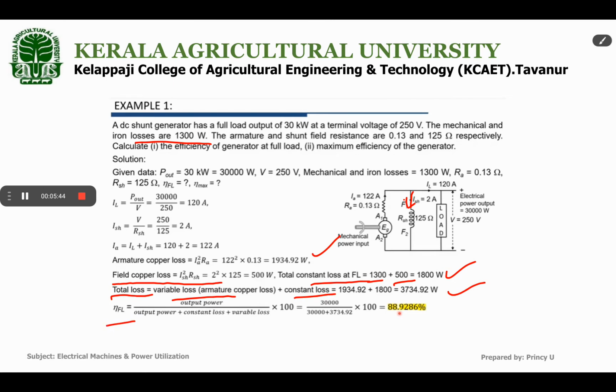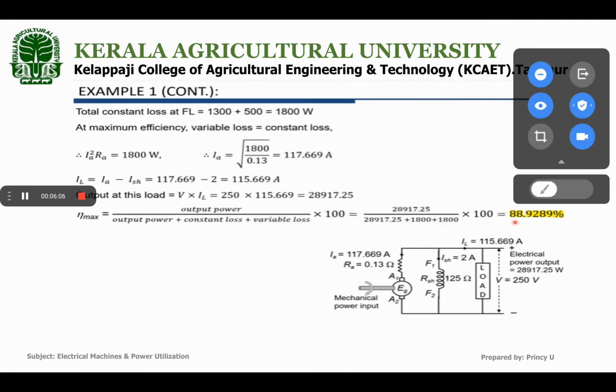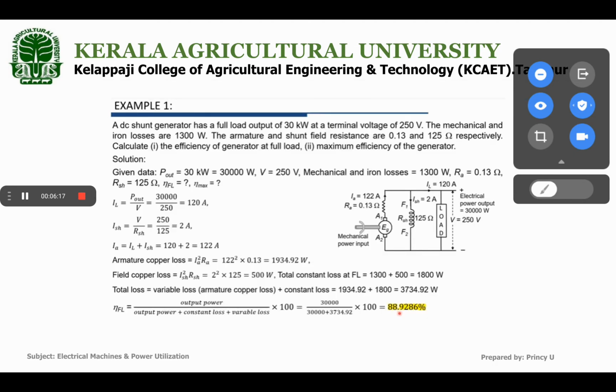So efficiency at full load is output divided by input, where input is output plus constant losses plus variable loss. By substituting all these values, you will get the efficiency at full load as 88.928%. Now you have to find the maximum efficiency. We have already found the total constant losses at full load.